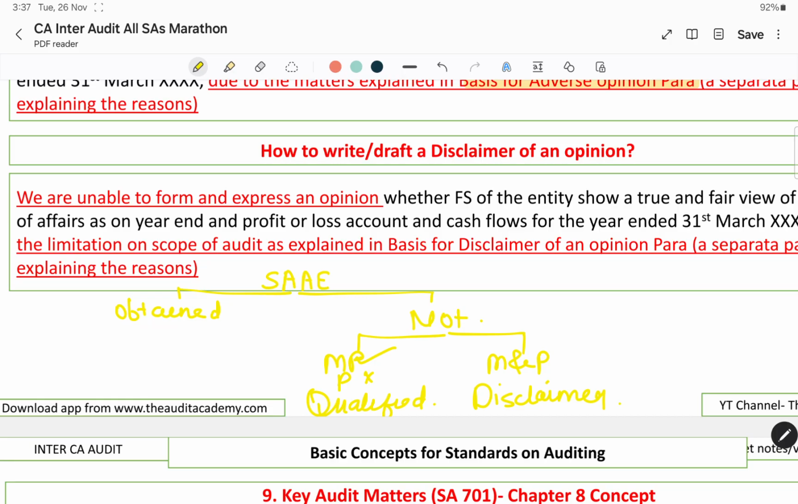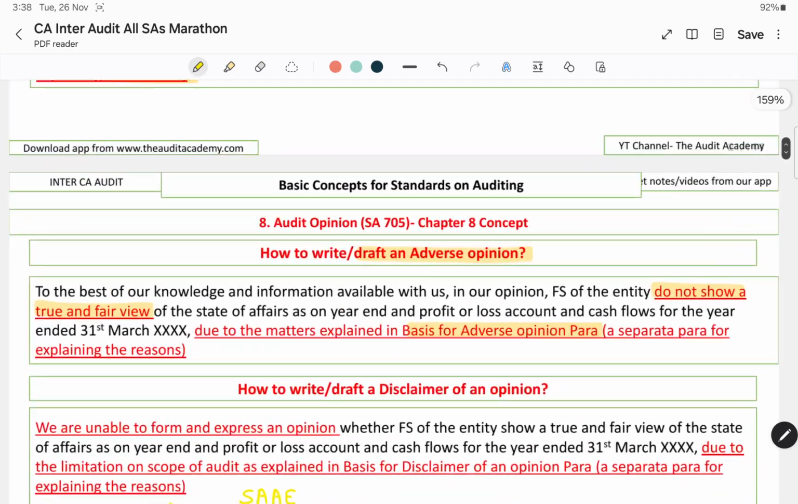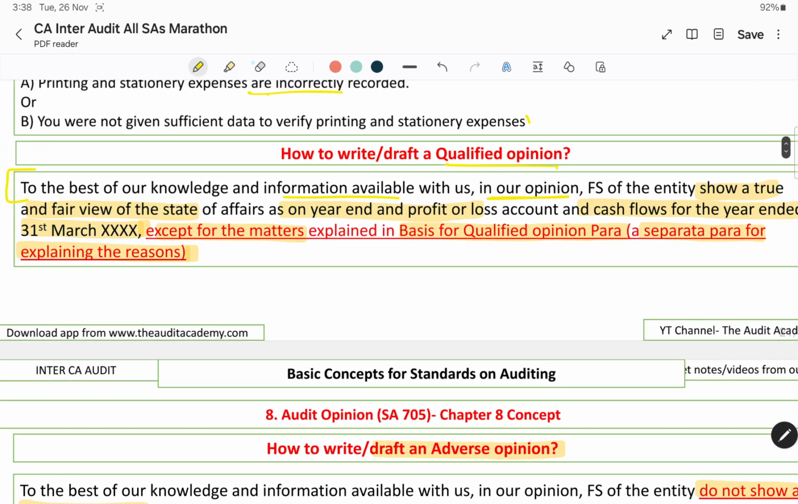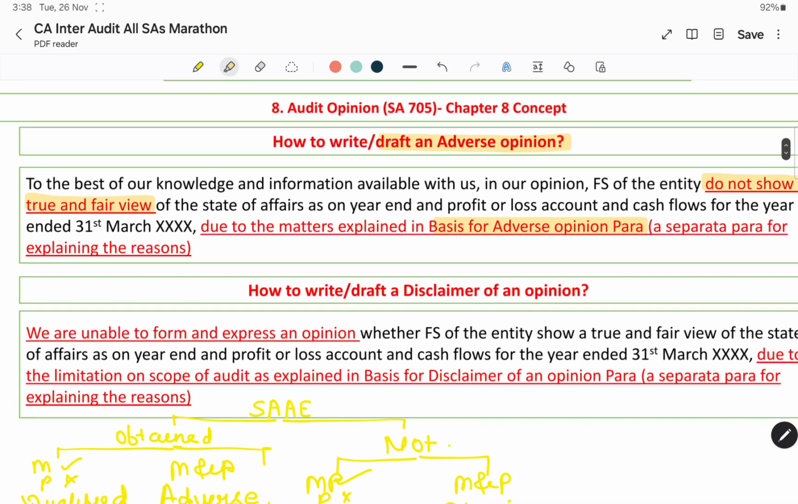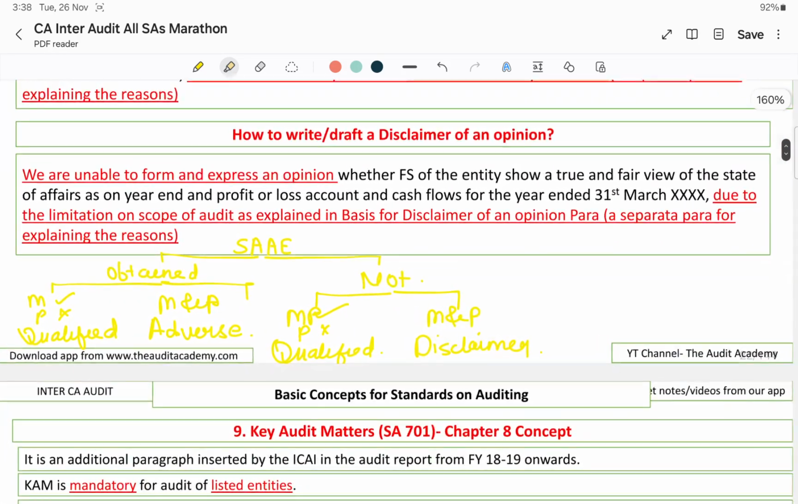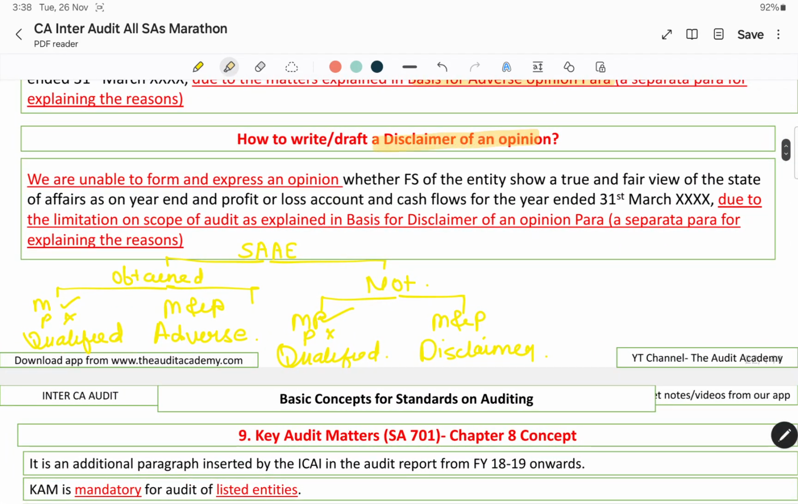If sufficient appropriate audit evidence is obtained and the effect is material but not pervasive, then again qualified opinion. Material and pervasive, then adverse opinion. So we have already seen how we are going to draft a qualified opinion, how we are going to draft an adverse opinion. Now we'll see how we are going to draft a disclaimer of an opinion.